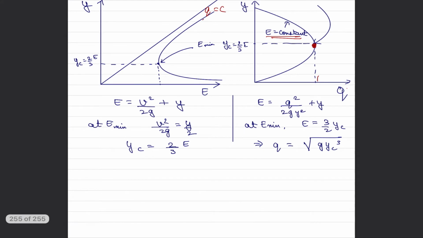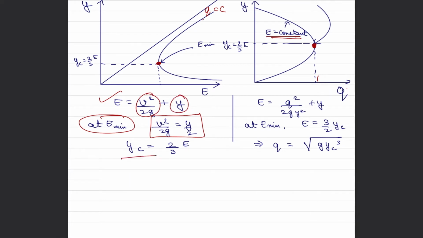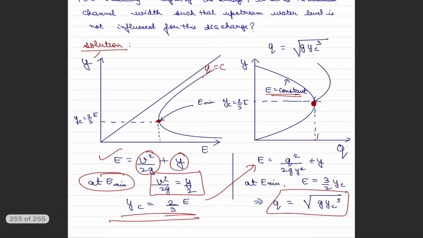We also learned that since E is equal to V square by 2G plus Y, at the point where we have minimum specific energy, we take the differentiation with respect to Y and we end up with the relation that V square upon 2G should be equal to Y by 2, or this contributes half of the head as contributed by the elevation head, which gave us Yc equal to 2 by 3E. Similarly, when we substitute E equal to 3 by 2 Yc, we can further realize that the point at which discharge is maximum corresponds to the square root of G into Yc cube, and this corresponds to the critical depth of flow where Yc is again 2 by 3E.